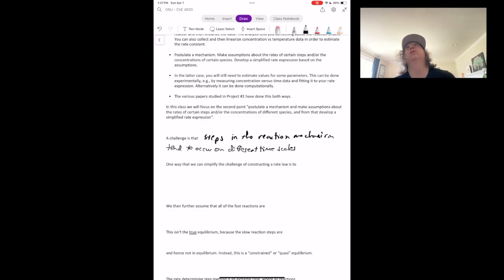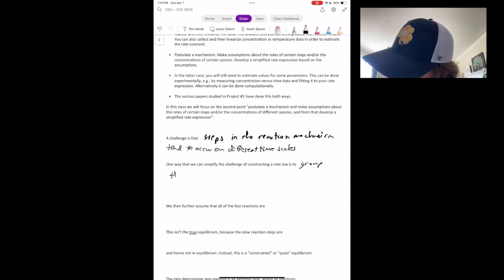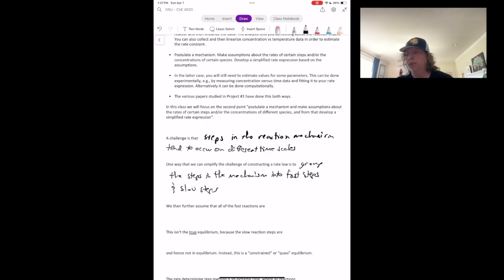So when we construct a rate law, one thing that we can do is to group the steps in the mechanism into fast steps and slow steps. So this is what we do when we use the rate determining step method. Basically, in the rate determining step method, what we're assuming is that there's one or two steps in the mechanism that are slow, but then all the rest of the steps in the mechanism are fast.